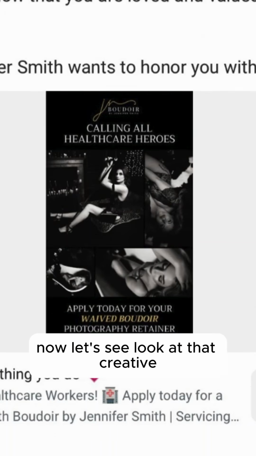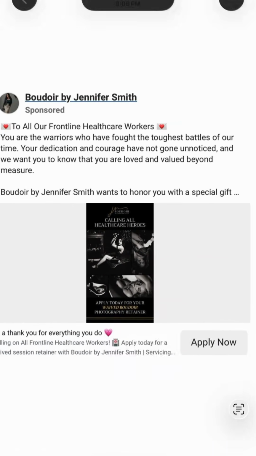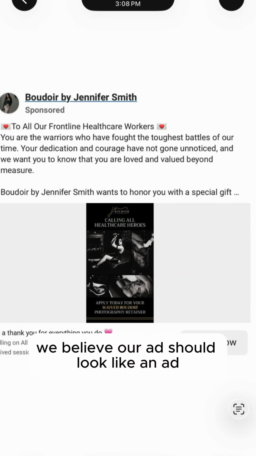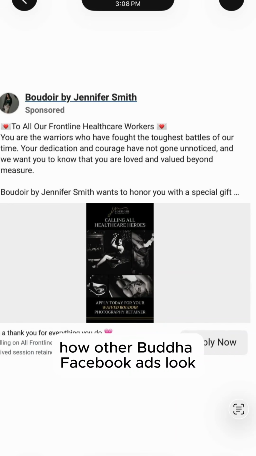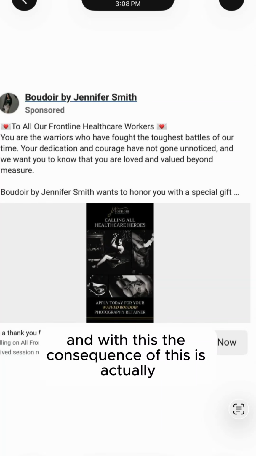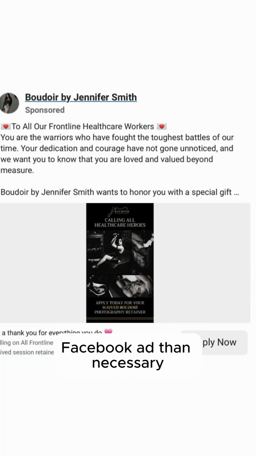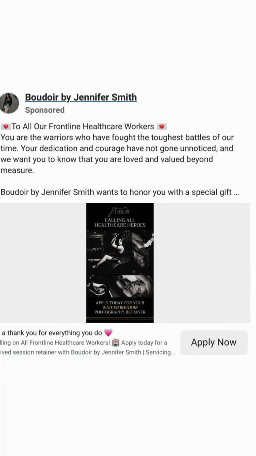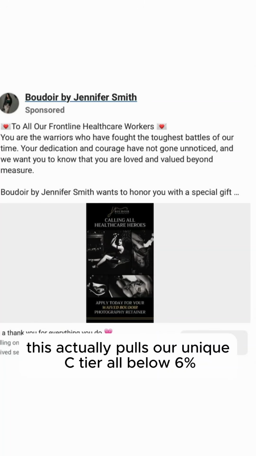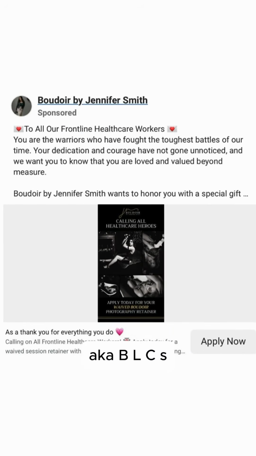Now let's look at that creative. All right, so it looks like an ad mistake here in our creative. The false belief that caused us to make this mistake is we believe our ad should look like an ad because that's how other ads on Facebook look, how other boudoir Facebook ads look. And the consequence of this is actually way more women will be scrolling by our boudoir Facebook ad than necessary. So we're wasting that money for that impression, and this actually pulls our unique CTR all below 6%, leading to boudoir low click syndrome, aka BLCS.